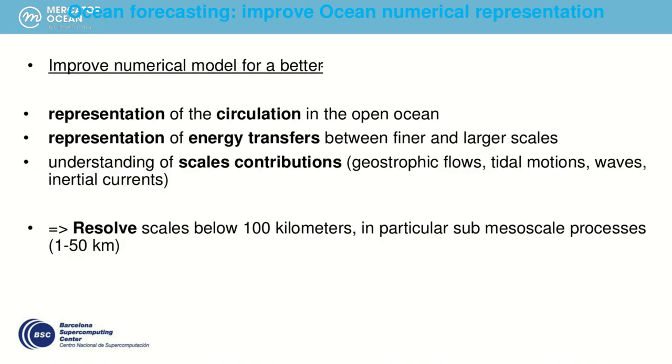But we also need to improve the numerical model. And why do we need to improve the numerical model? To represent the circulation in open ocean, to represent the energy transfer between the finer and larger scales, to understand the contributions of the different scales. And it is especially important to resolve scales below 100 kilometers, and in particular, submesoscale processes from 1 to 50 kilometers.